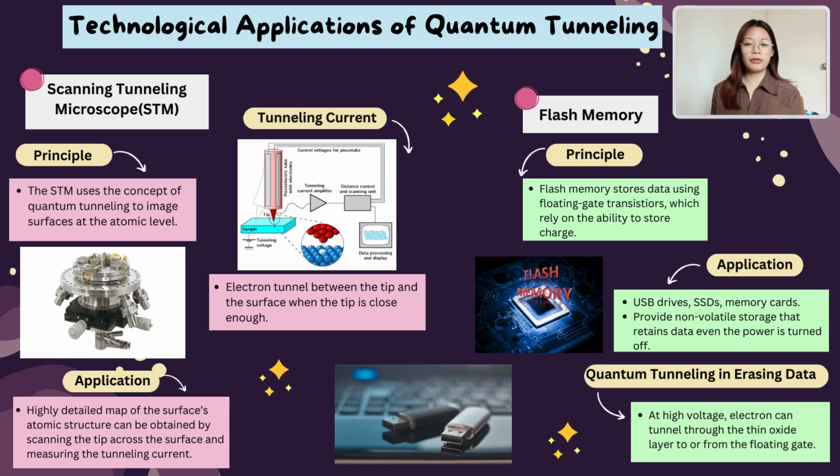Next, we move to flash memory, which stores data using floating gate transistors, which rely on the ability to store charge. Quantum tunneling is used in erasing data. When a high voltage is applied, electrons can tunnel through the thin oxide layer to or from the floating gate, which allows data to be written or erased.